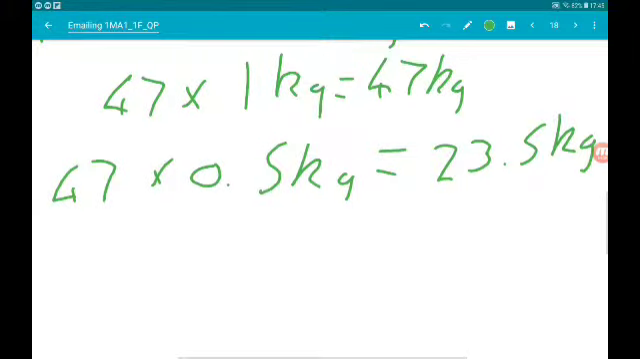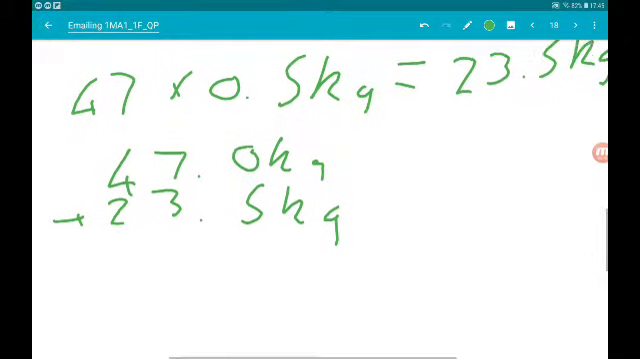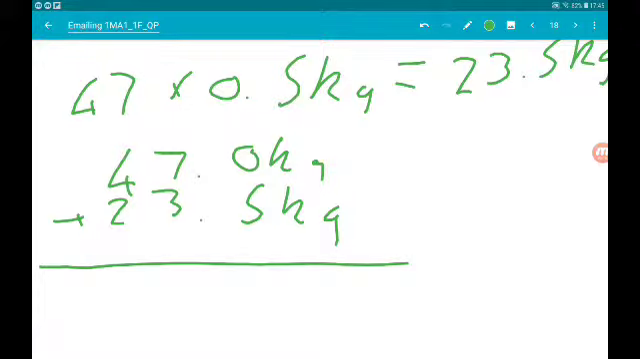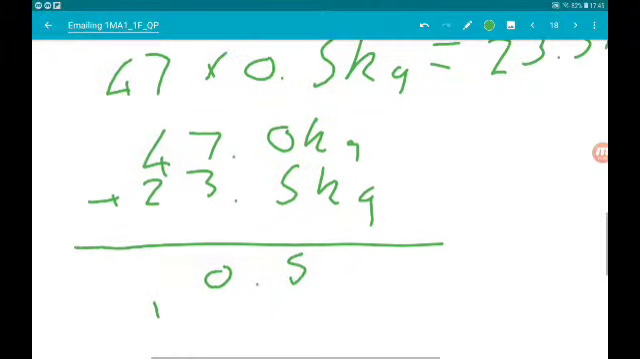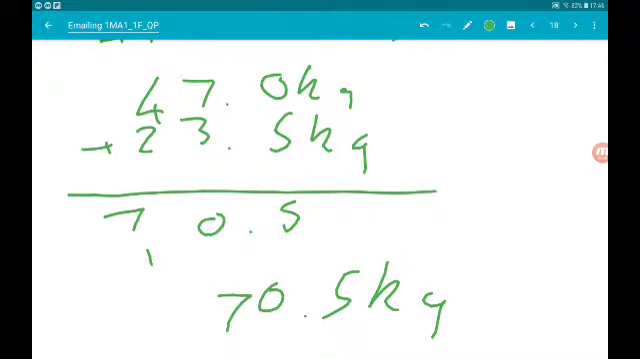So the total weight is 47 add 23.5. That is going to give us 0 add 5 is 5, 7 add 5 is 12, 7 add 3 is 10, put the 0 there, go with the 1, 4 add 2 add 1 is 7, so 70.5 kilograms. Cool.